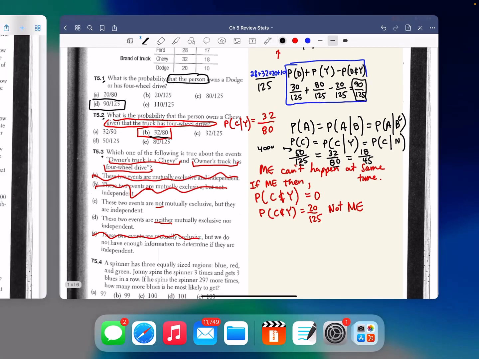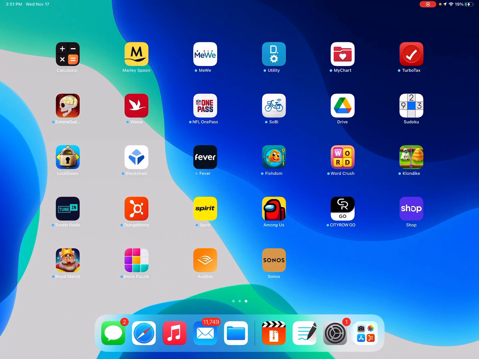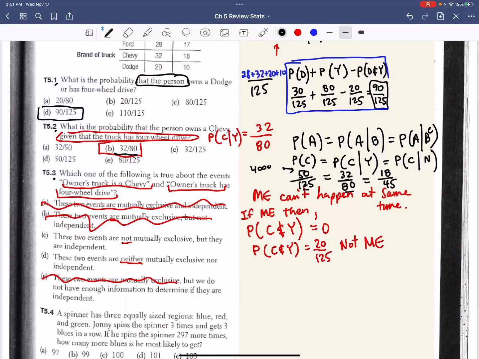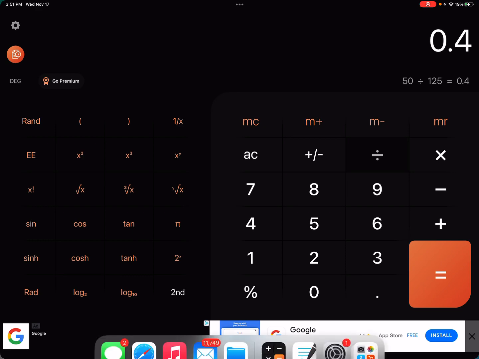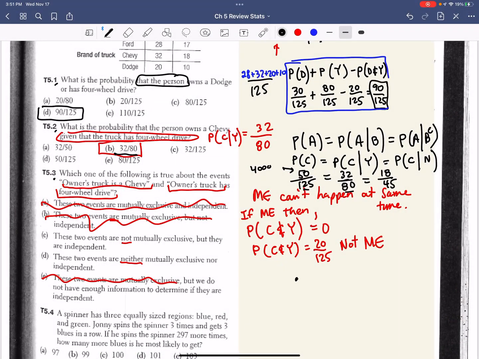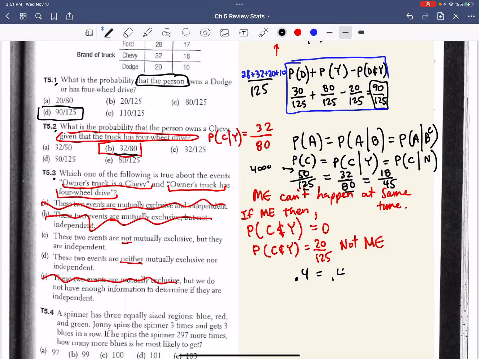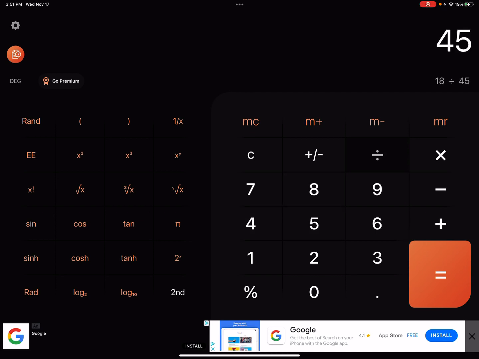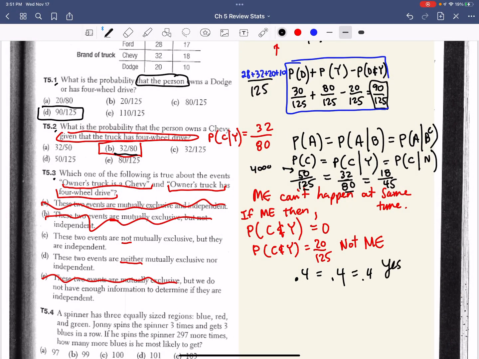And again, any way is fine. So if I go to my calculator, I've forgotten what I'm going to calculate. Let's go back. What's 50 over 125? 0.4. What's 32 over 80? 0.4. Oh, interesting. And what's 18 over 45? 0.4. Aha, so we can say this is yes, independent.